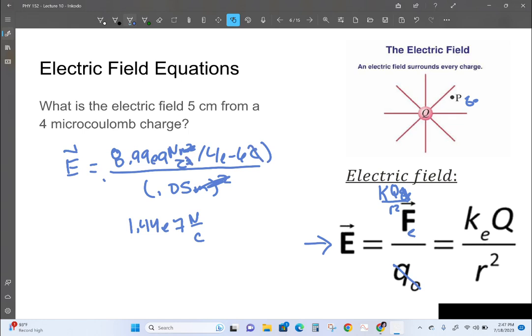And what's the direction of it? Well, this is a positive charge, so it is positive, which means away from the charge. If it had been a negative number, if we had put in negative microcoulombs, then it would be negative, which would be toward the charge.